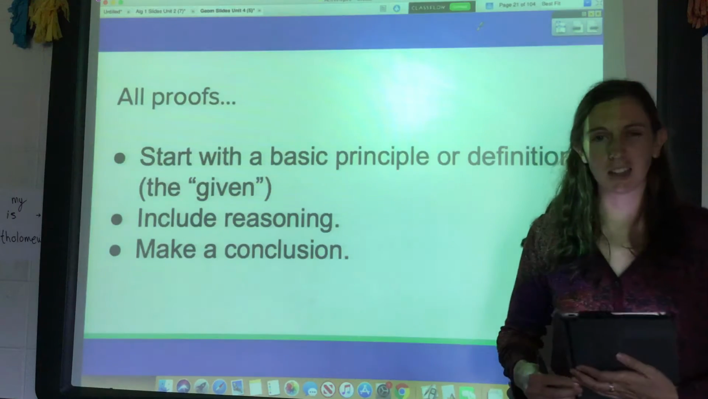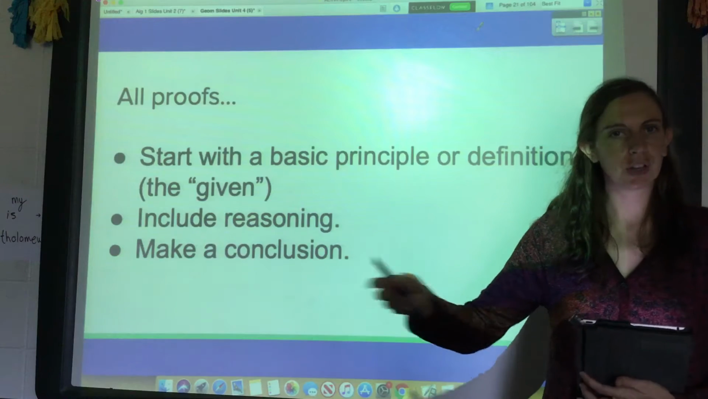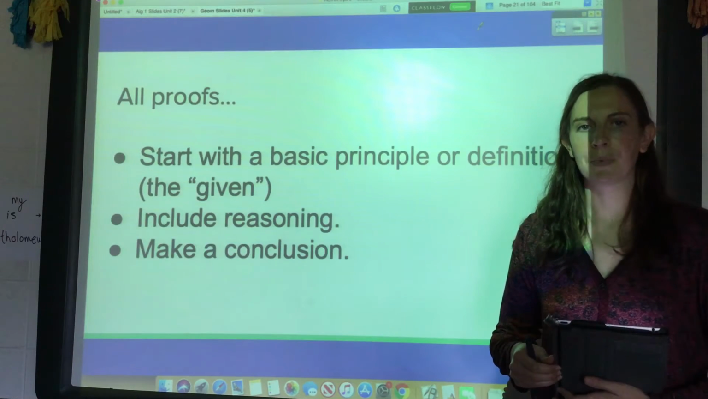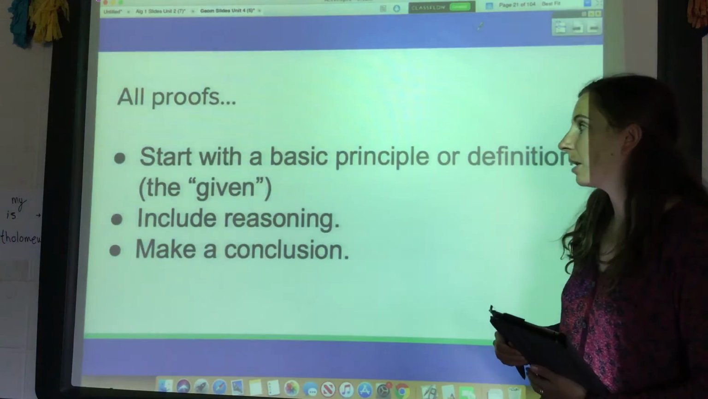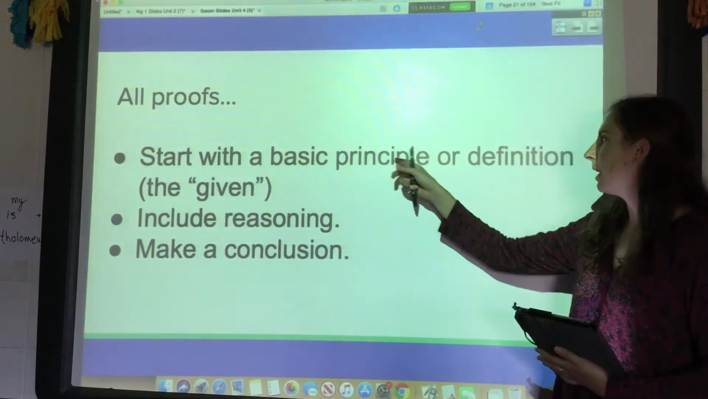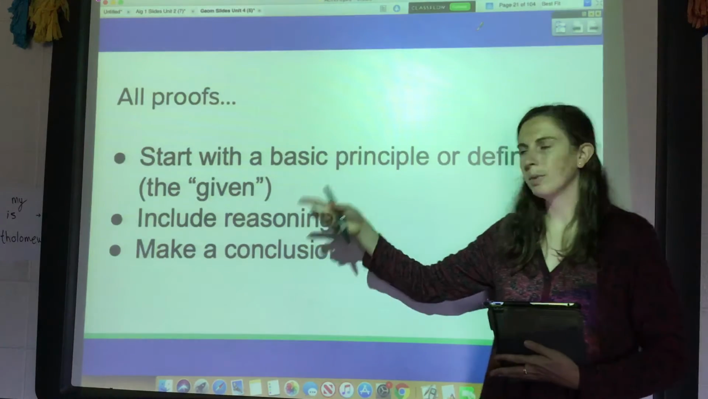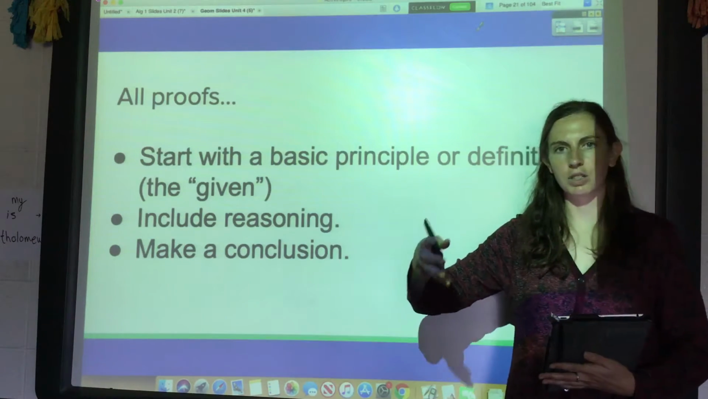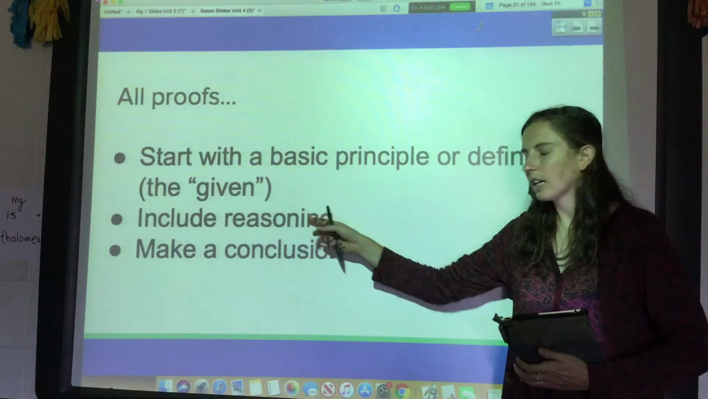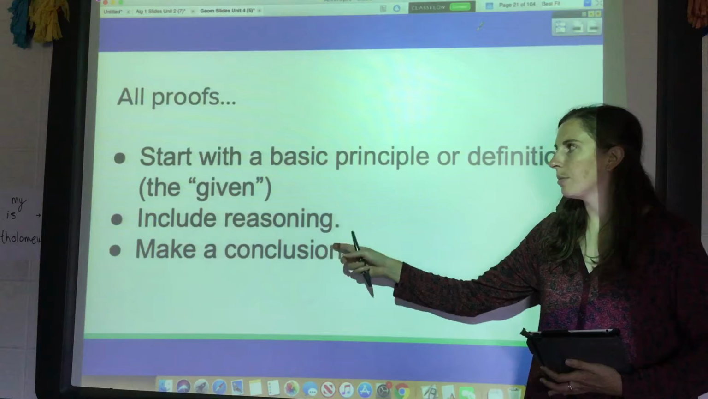There are many ways to prove something is true, and this applies to lots of fields, like in a courtroom. You might have to prove your client is innocent, or all sorts of different places. But in math, a proof always starts with a basic principle or definition or some information that you're assuming. We call it what's given to you, the given. Then you're going to include some sort of reasoning, and that will differ based on the proof. And then you need to make a conclusion.